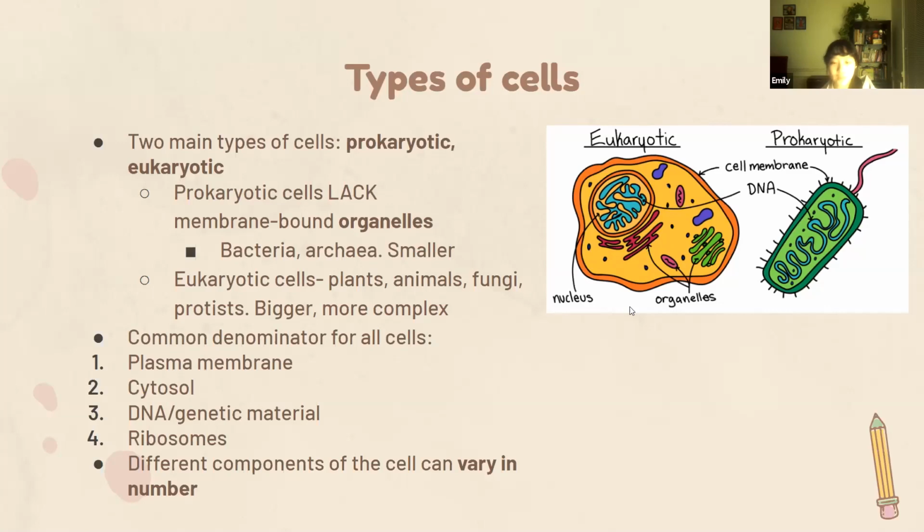So the main difference between prokaryotes and eukaryotes is that the prokaryotic cells lack something called membrane-bound organelles. Obviously, organelles sounds like organ, and so they're basically smaller organs that work in the cell.